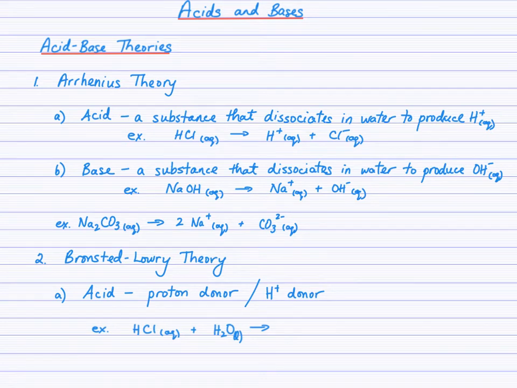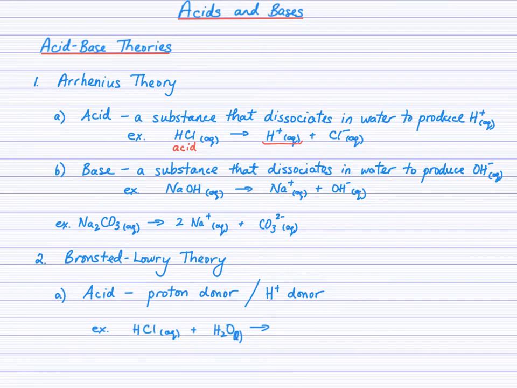Acids and bases. We're going to begin our study of acids and bases by learning about two different theories of acids and bases. The first one is probably familiar from grade 11, the Arrhenius Theory. According to Arrhenius Theory, an Arrhenius acid is a substance that dissociates in water to produce hydrogen ions. And so you'll notice that HCl breaks up into the hydrogen and chloride ions, and it's the presence of this ion that indicates that HCl is an Arrhenius acid.